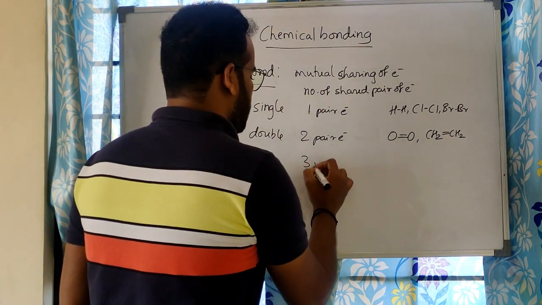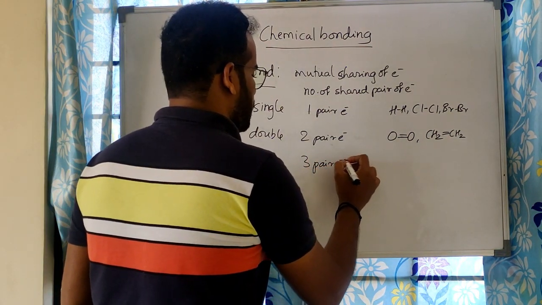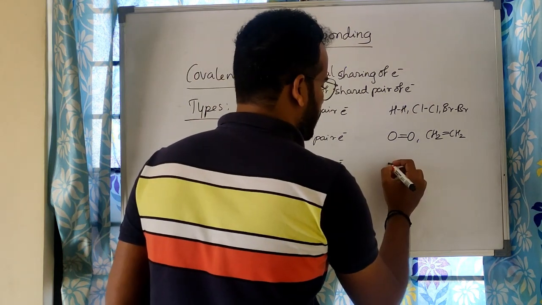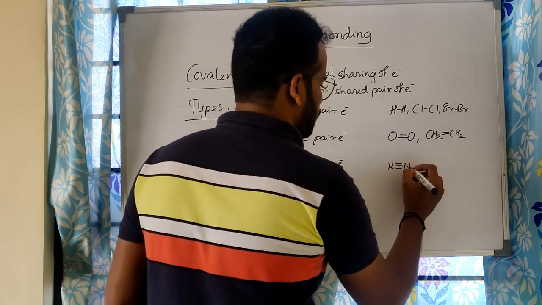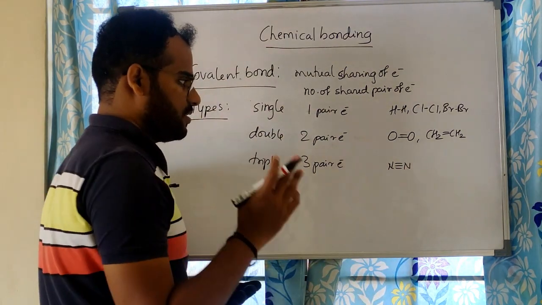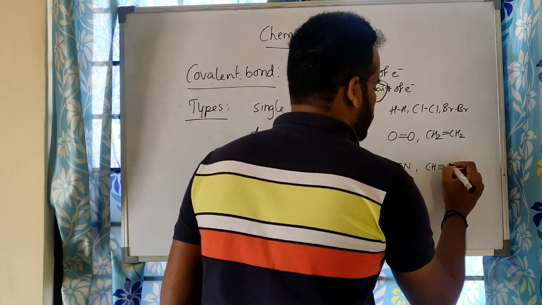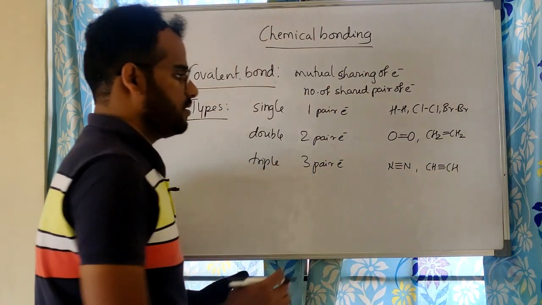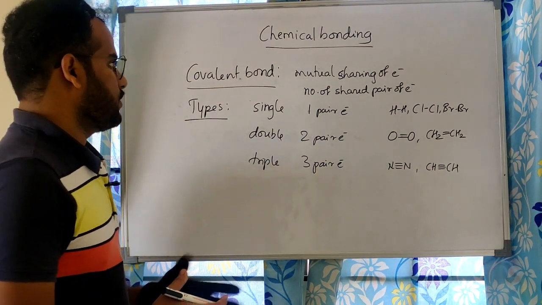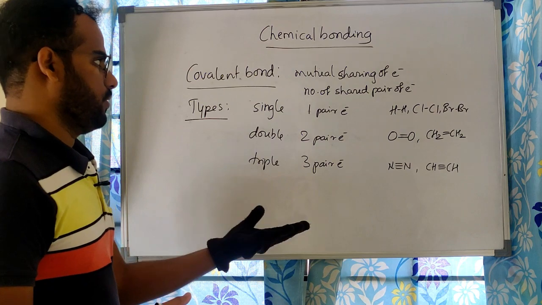Triple bond, 3 pairs of electrons are shared between the 2 atoms. Example, nitrogen. So 3 lines represent the triple bond. And ethyne you can give, CH triple bond CH. So this is a triple bond. Okay, so these are the types of covalent bond.